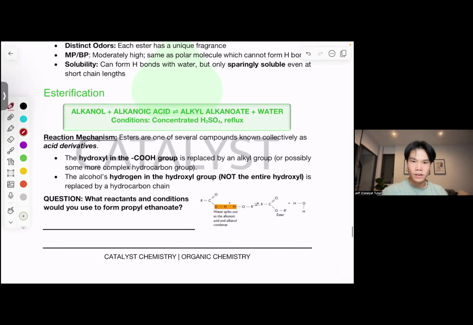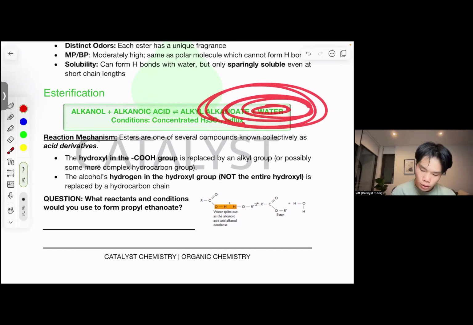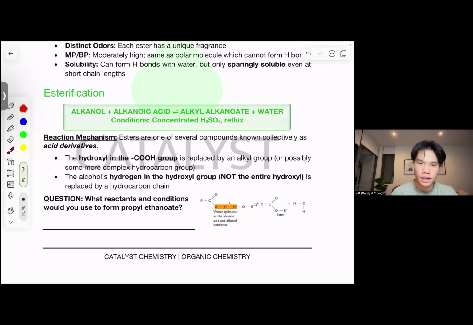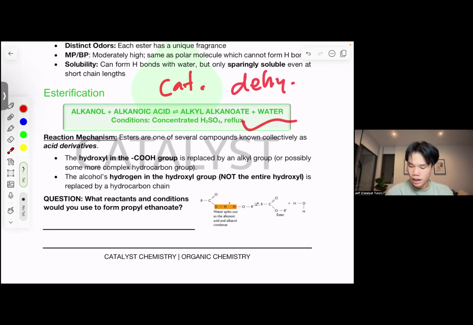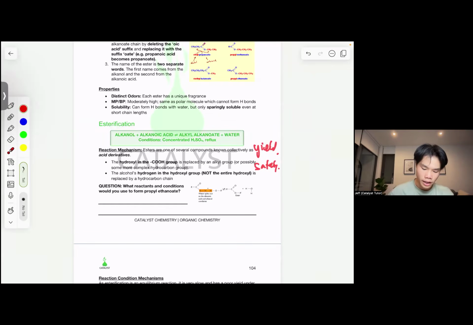The process of esterification, as we said, is the reaction of an alcohol with an alkanoic acid to make alkyl alkanoate, your ester, as well as water. Do not forget that you make water in your esterification. Very common mistake. The conditions, as we said before: concentrated H2SO4 acts as a catalyst and as a dehydrating agent. The reflux acts to increase rate of reaction, increase your yield, and also for safety purposes. So those are your reaction conditions and your reasons why.